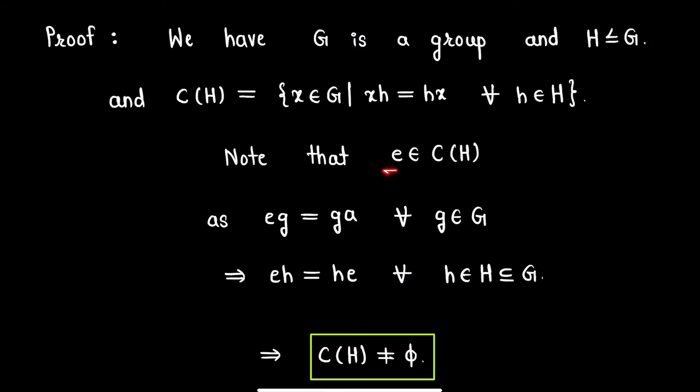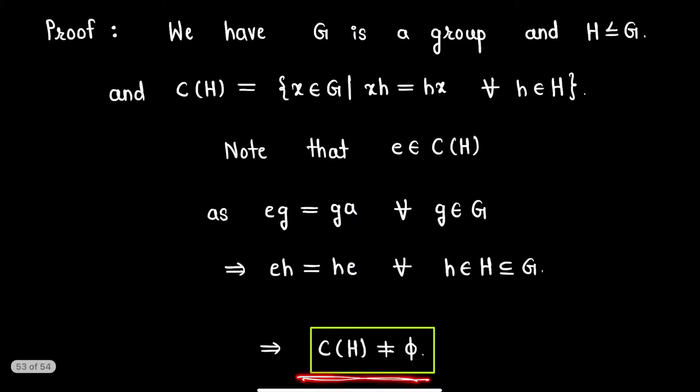note that e, that is the identity element of group G, is an element of the centralizer of H, because the identity element of group G commutes with each and every element of group G, and as H is a subgroup, H is a subset of G, so every element of H is again an element of G. Thus e will commute with each and every element of subgroup H, and therefore e will be a member of the centralizer of subgroup H, and this shows that the centralizer of subgroup H is always a non-empty set. Now we can proceed further.